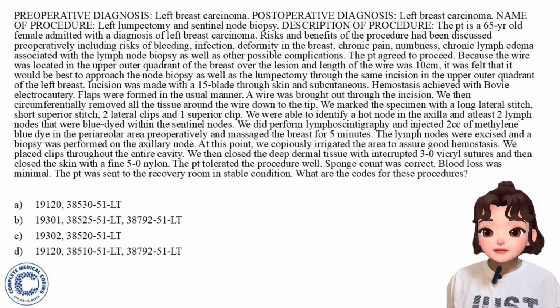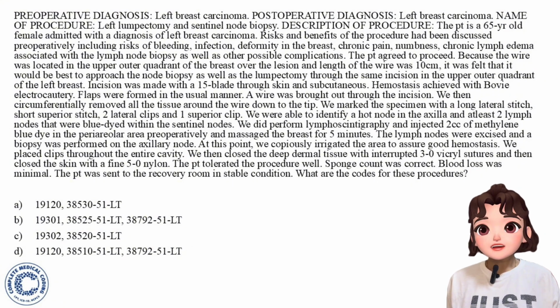What is the first code? 19120. What is 19120? Just open the CPT code book. 19120 is excision of cyst, fibroadenoma or other benign or malignant tumor, aberrant breast tissue, duct lesion, nipple or areolar lesion, open, male or female, one or more lesions. Excision of cyst is mentioned here.